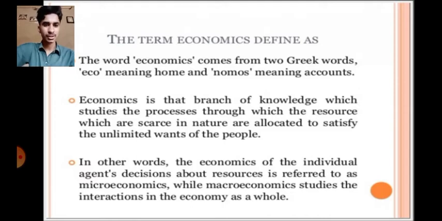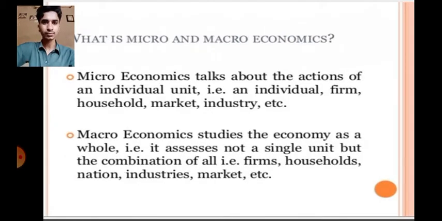In other words, the economics of the individual agent's decision about resources is referred to as microeconomics, while macroeconomics studies the interactions in the economy as a whole. What is micro and macroeconomics? The father of microeconomics is Adam Smith.